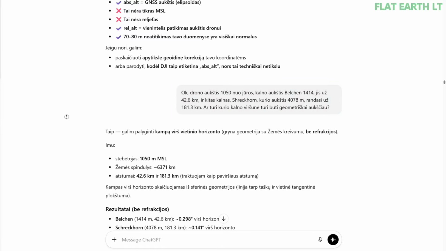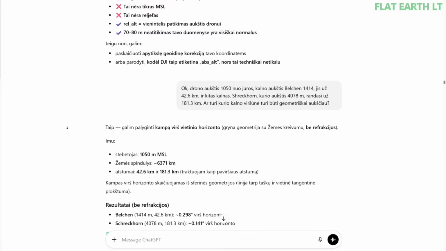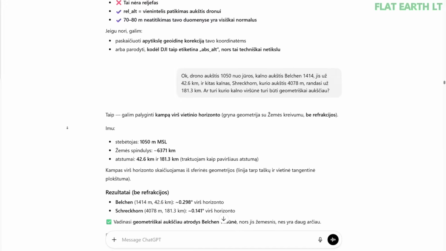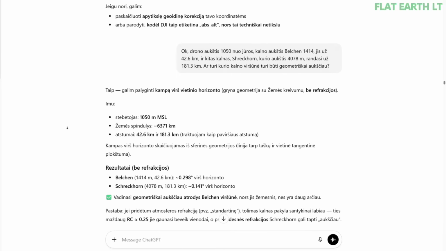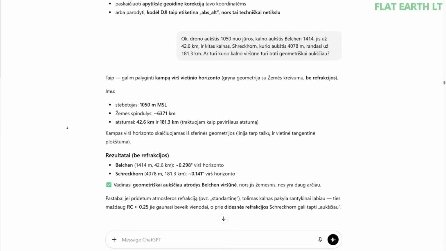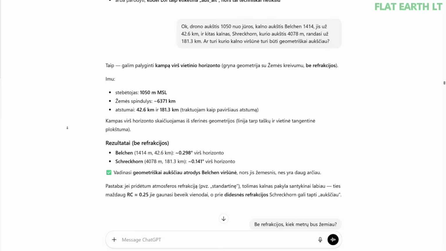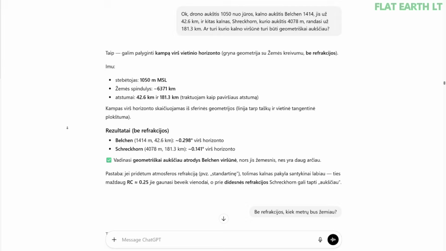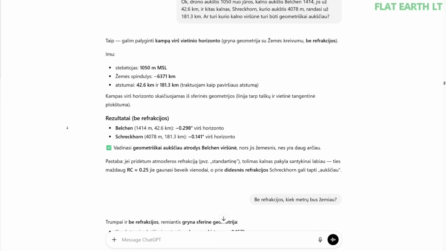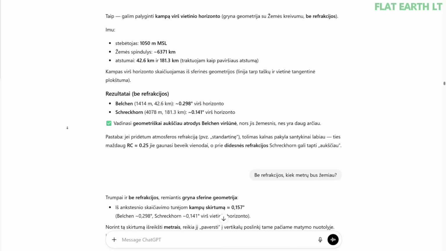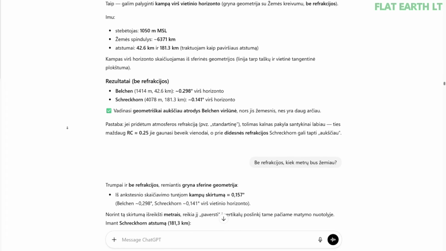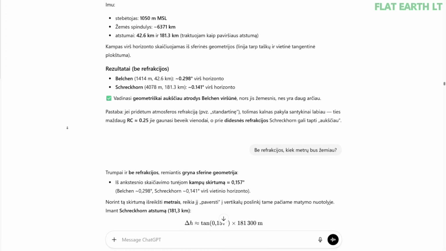Yes, we can compare the angle above the local horizon, pure geometry with Earth's curvature, without refraction. Assumptions: observer at 1,050 meters MSL. Earth's radius approximately 6,371 kilometers. Distances, 42.6 kilometers and 181.3 kilometers, treated as surface distances. The angle above the horizon is calculated using spherical geometry, the line between the points and the local tangent plane.